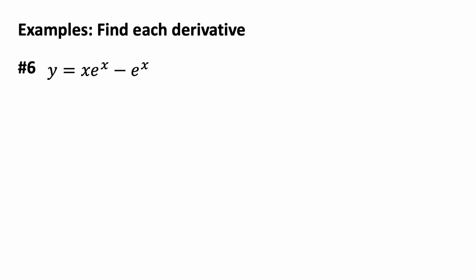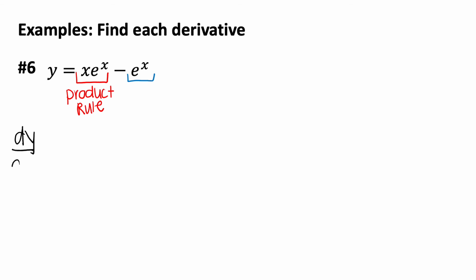For example 6, we want to take the derivative of a function y equals x times e to the x minus e to the x. When we go to take this derivative, our first term, x times e to the x, is two functions of x being multiplied. So in order to take this individual derivative, we will have to use our product rule. And then we can differentiate our second term on its own.